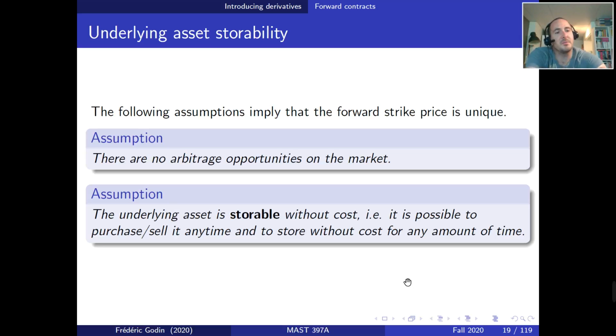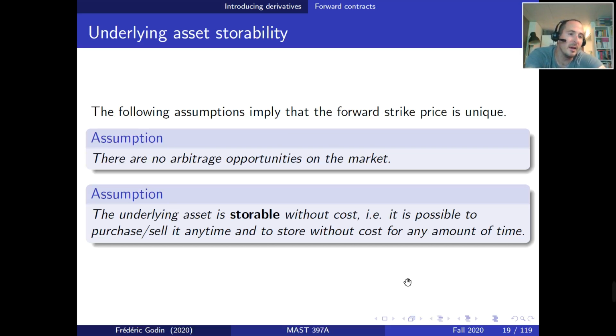The second assumption we're going to make is that the underlying asset is storable without cost. Meaning that it's possible to purchase and sell the underlying asset anytime and to store it without cost. And this must be true for any amount of time.